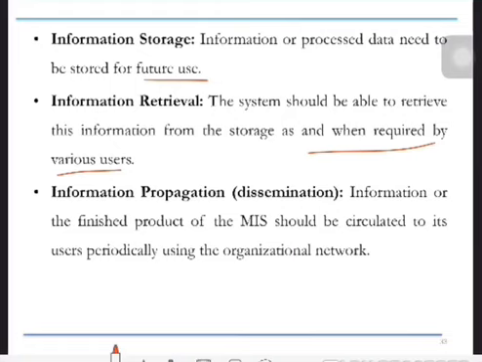Then information propagation, or dissemination, or information distribution. Information, the finished product of the system, should be circulated to its users periodically using the organizational networks. Lastly, we have to distribute such information to different organizational levels, the lower level, the middle level, or the top level. So these are some of the objectives of management information system.